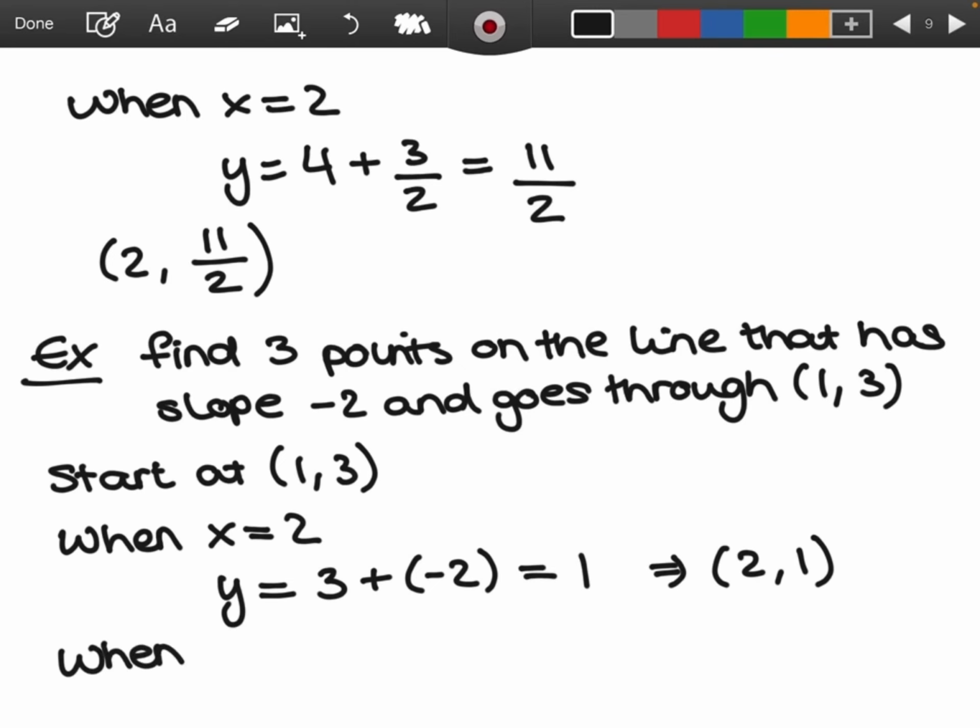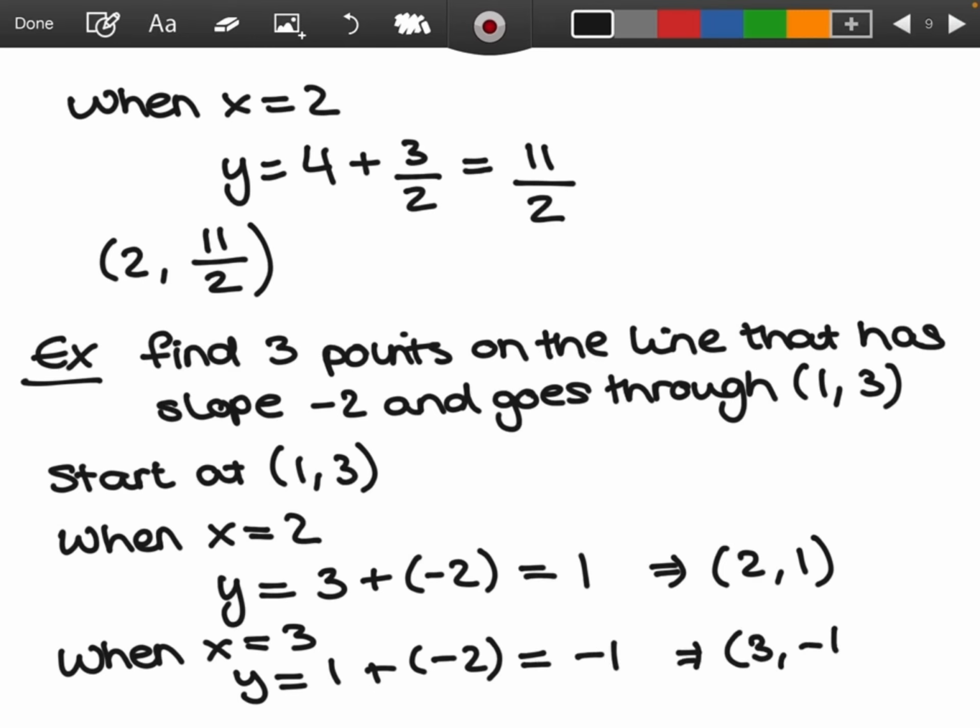Carrying on, when x is equal to 3, y is going to equal whatever my last y coordinate was, which is 1, plus my value for m. Okay? Again, m is negative in this case, so I'm actually moving downwards. If you were to sketch this graph, you would see that actually occurring. So my next point is 3, -1.